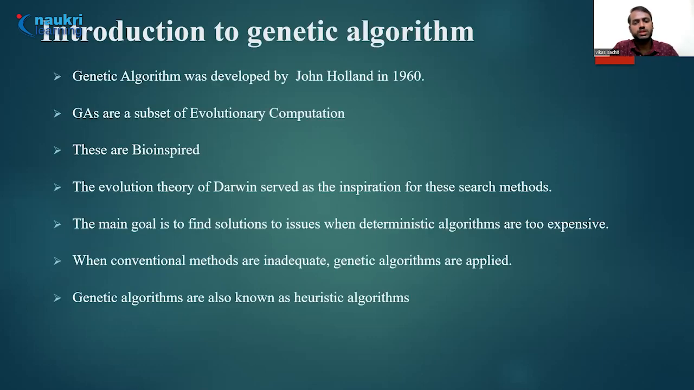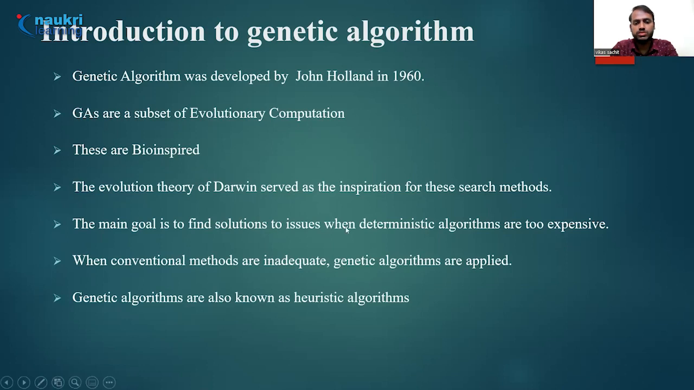So, introduction to genetic algorithm. What is genetic algorithm? Genetic algorithm was developed by John Holland in 1960 and by his students at Michigan University. And these are generally based on Darwin's theory of evolution. So it is a bio-inspired one. Darwin's theory of evolution says the survival of the fittest. The one who is the fittest is going to survive and reproduce his child, and then his genes are transferred to the child.